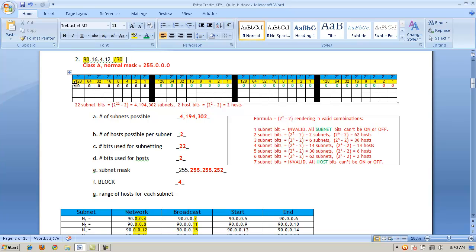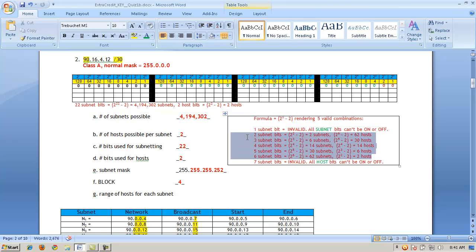So I took the byte table and I just colored them out. In this case, these 8 bits here are all the network part. It's the very first normal class A octet that would be used for the network address. Then the remaining 22 bits, the 8 here, and the 8 here, and the 6 over here, those are all the subnetting bits. And that doesn't leave many. That only leaves us 2 bits for hosts. So it's a bit odd, but we can still work it out using our formula.